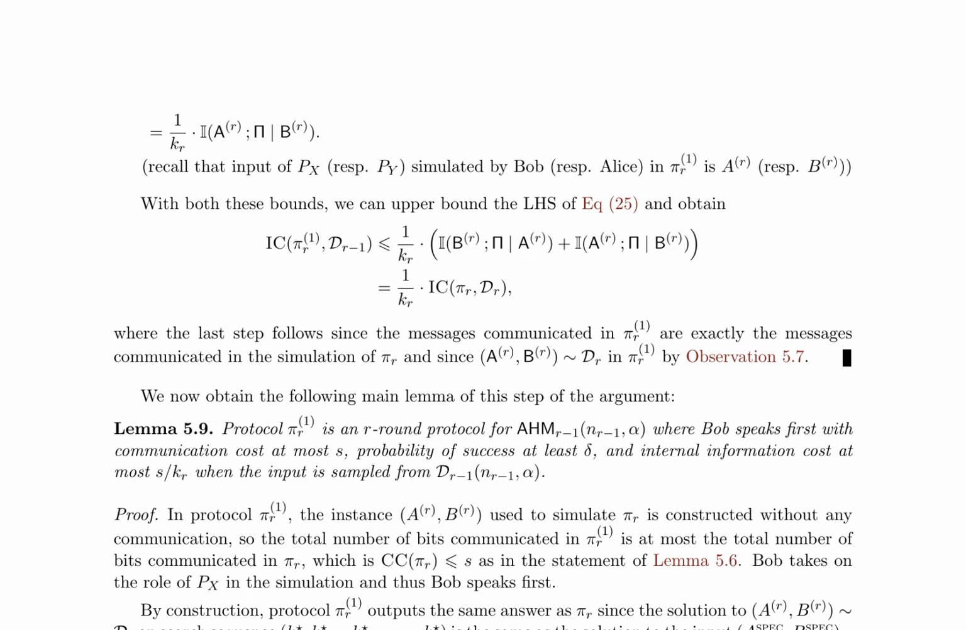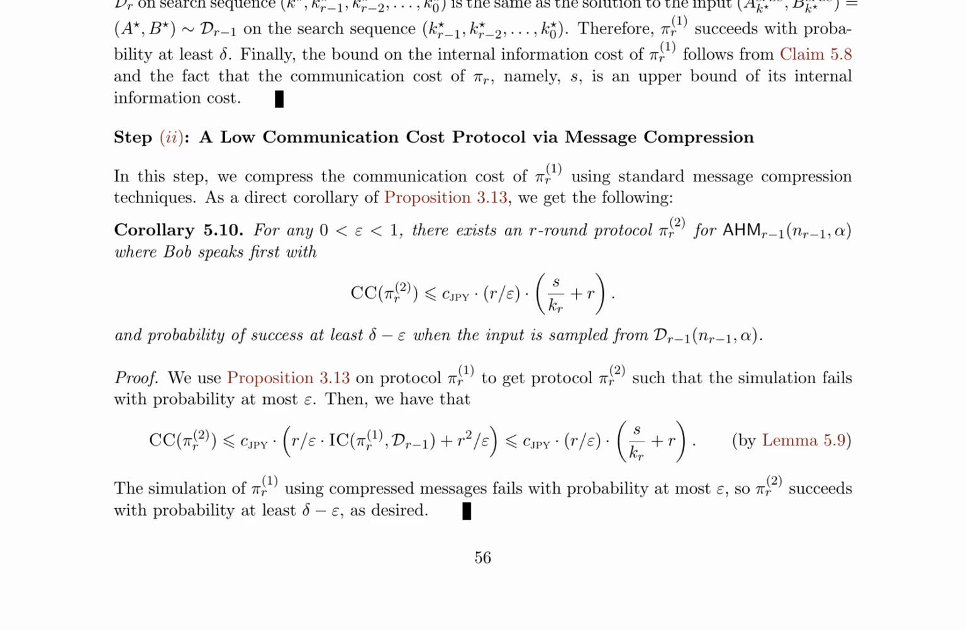This corollary states that for any 0 < epsilon < 1, there exists an r-round protocol pi 2 for AHM-R-1, N-R-1, alpha, where Bob speaks first. The communication cost is at most C-J-P, R, epsilon, S, K-R plus R, and the probability of success is at least delta minus epsilon when the input is sampled from D-R-1, N-R-1, alpha.